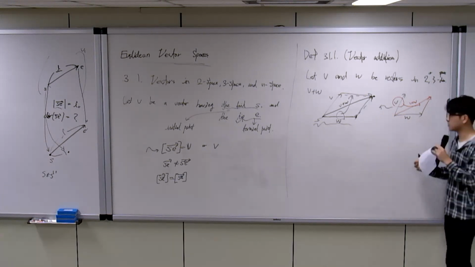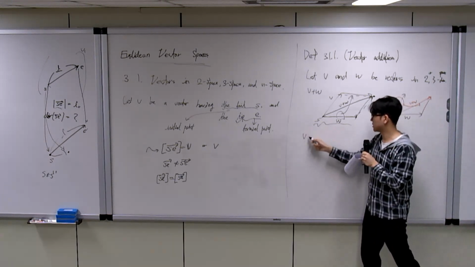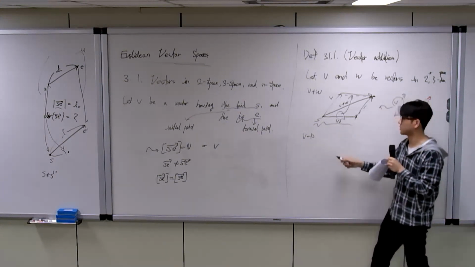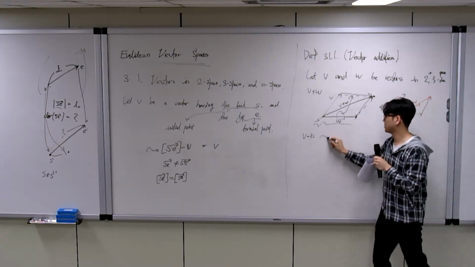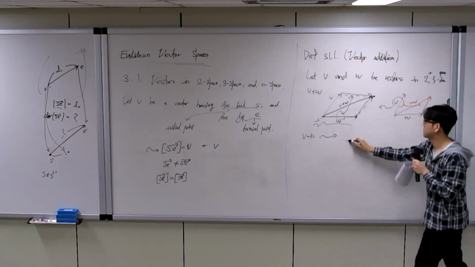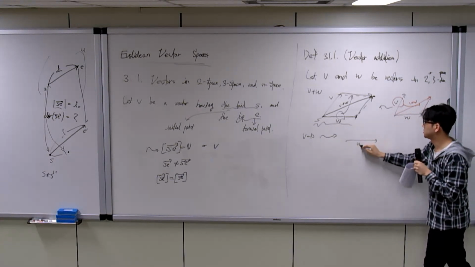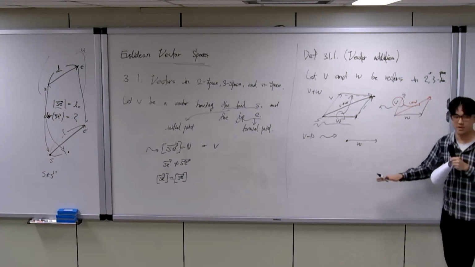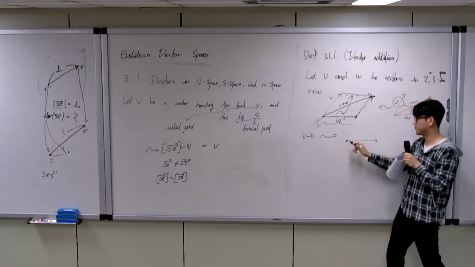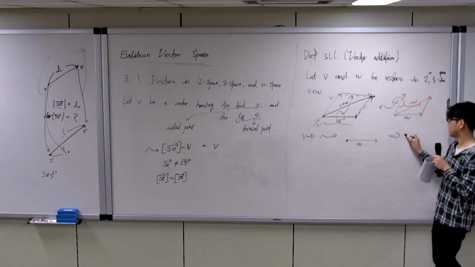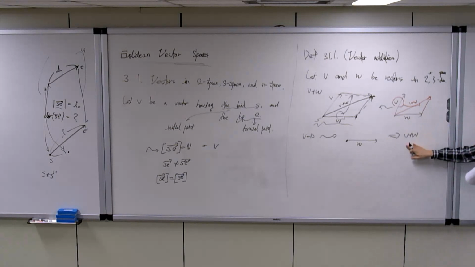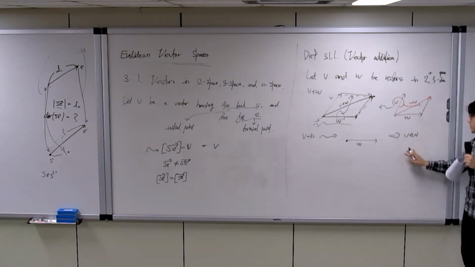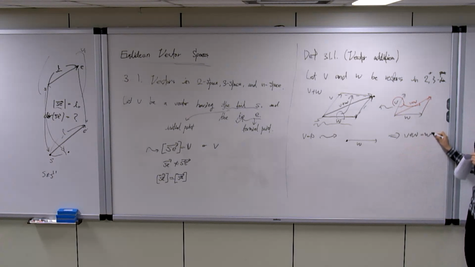Also, if you consider the zero vector, the zero vector will not move anything, and so that means the zero vector plus w is the same as w.